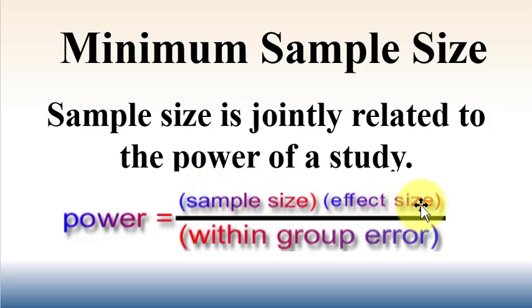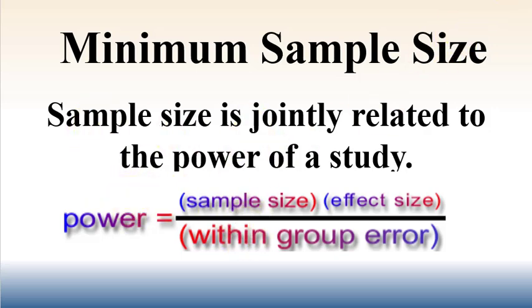Now, you can't do much for effect size, okay? The data is going to tell you what the effect size is after you run your tests. And it's also going to give you a within group error value there, but you really don't need to do that. But the only thing that you can control is sample size, right? Because it's the top of the fraction. When sample size increases, so does power. When effect size increases, so does power. But within group error, also called within group variance, when that goes up, power goes down, so you don't want that.